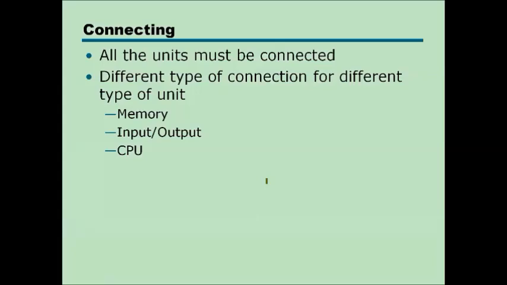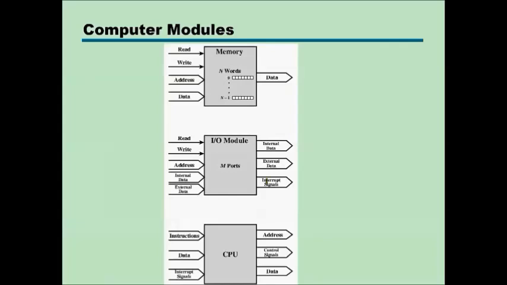Connecting. All the units must be connected. Different types of connection for different types of memory. So again, we have the memory, we have the input-output, and we have the CPU. So computer modules. For the computer modules, we have the memory, we have the I/O module, and we have the CPU. So these are the modules or the components. The memory can read and write. So of course, it stores the address and the data, and it will store it here in the memory and will give an output of the data.